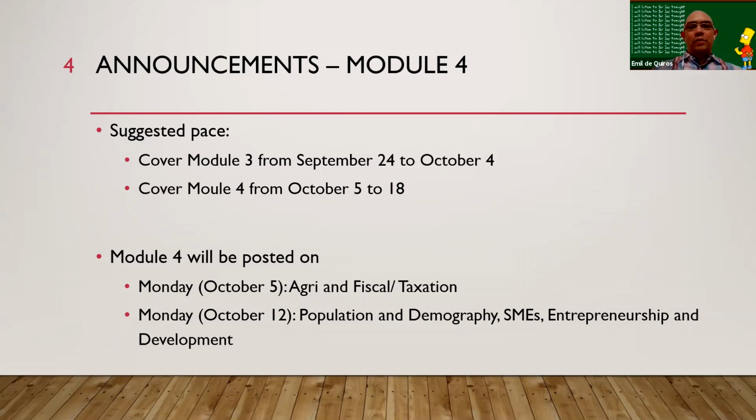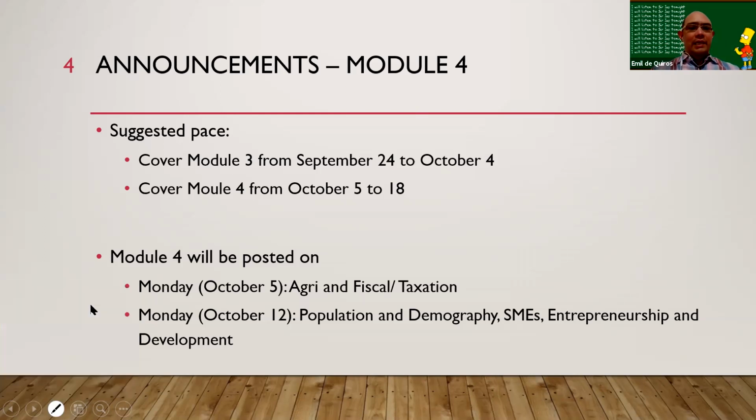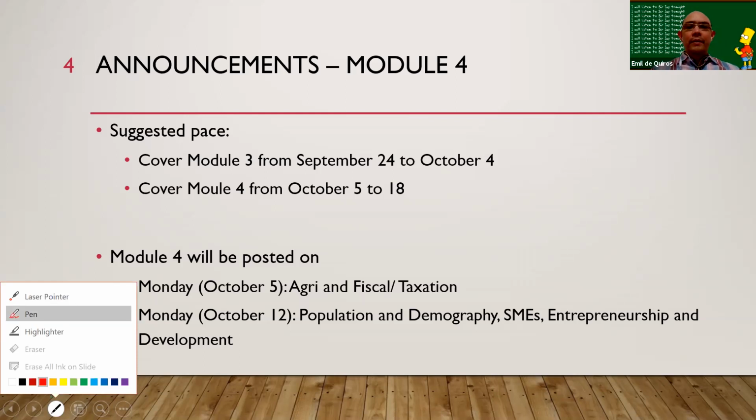So I'll try to post the first two topics on Monday, October 5, and the last two topics, population and SMEs, on October 12. But I might be able to publish the agri taxation sectors before Monday. I'll try to. I'm just finishing. I have all the materials. It's just a matter of polishing Canvas. Because some of you might already want to start Module 4 or at least see the readings that are required.